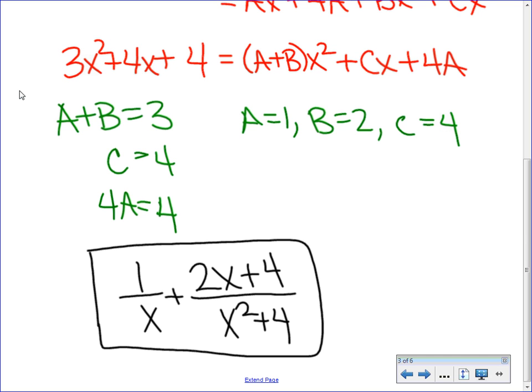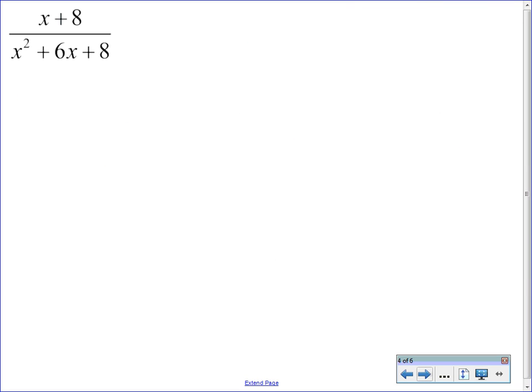Any questions on this strategy? I'm going to do 2 more. This one and another one.